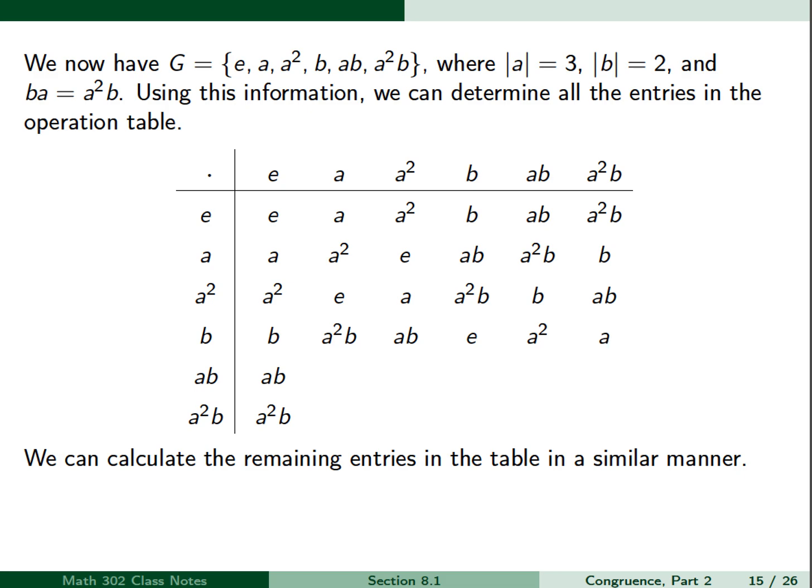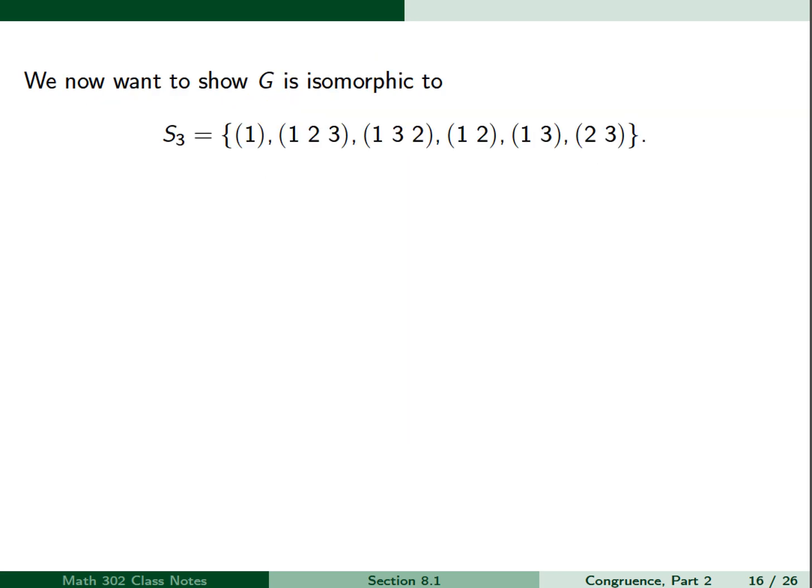So what we'll obtain is an A for that last entry in the fourth row, and then in the fifth row we obtain these elements. And in the sixth row, these entries. And that gets us our operation table.